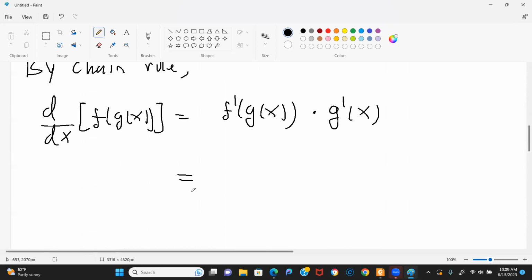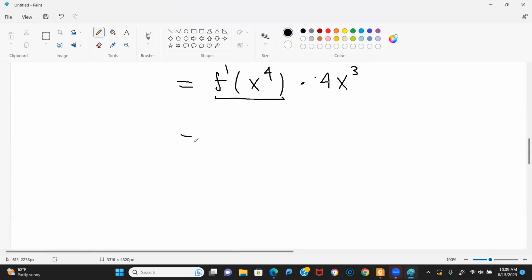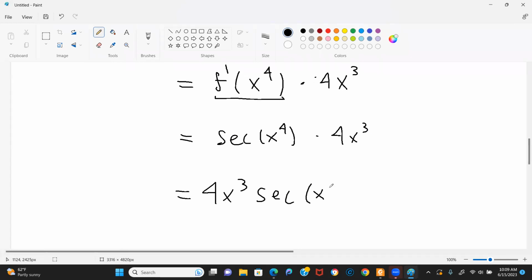All right, so now what we have is f prime is secant of x. Well, let's plug some of these things in. So g of x is x to the fourth, and then g prime is going to be 4x to the third. And now f prime, remember, is secant x. So it's going to be secant x to the fourth times 4x to the third. So it'll be 4x to the third secant x to the fourth.